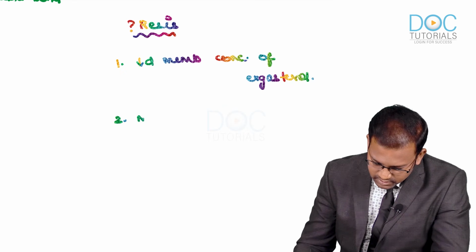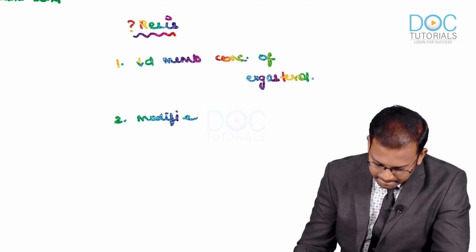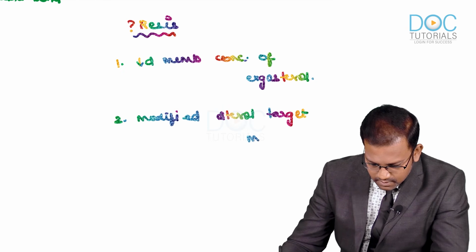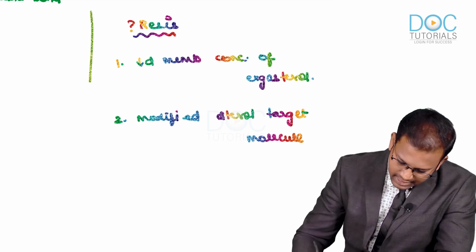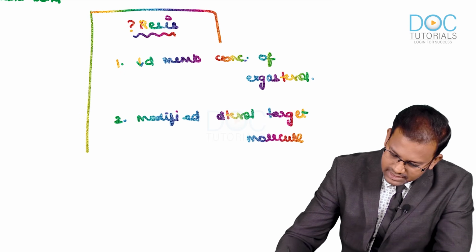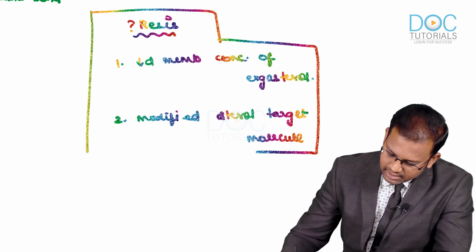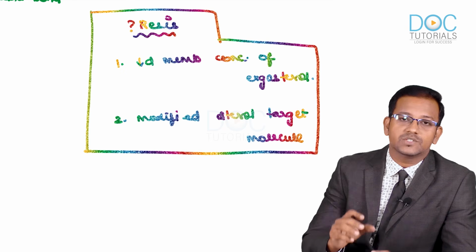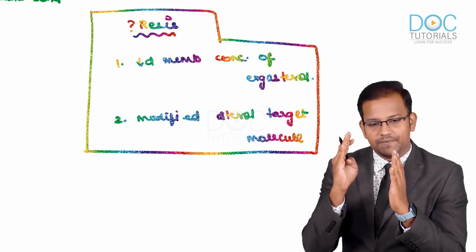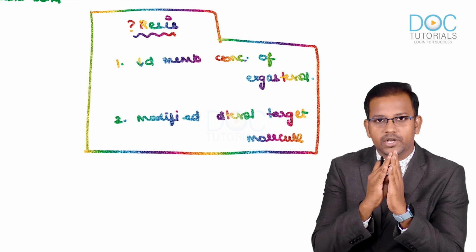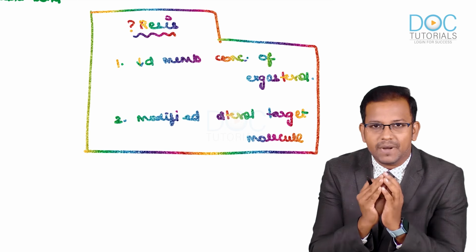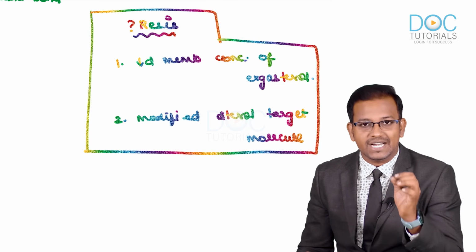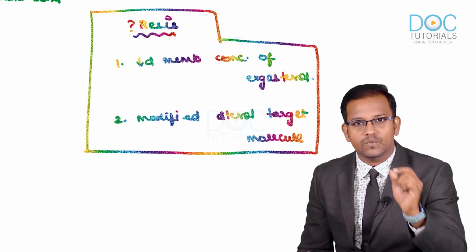The next one is a modified sterol target molecule. The sterol target molecule is going to bind with a particular part of the ergosterol, right? And that particular part of the ergosterol is going to be compromised. It is going to be modified. So the amphotericin B is not going to bind with that particular molecule. Because of it, the binding of amphotericin B with the ergosterol decreases. So the whole mechanism of resistance is entirely based on its binding with ergosterol, guys.